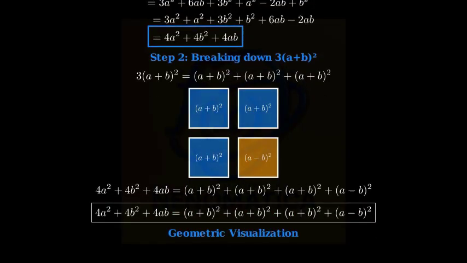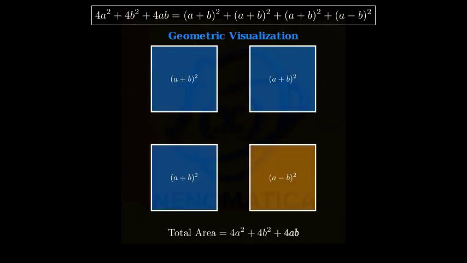Let's visualize what this decomposition means geometrically. Imagine we have 4 squares. 3 of them have sides of length a + b, and 1 has sides of length a − b. The total area of these 4 squares is exactly equal to our original expression 4a² + 4b² + 4ab. This geometric interpretation helps us understand why this algebraic identity works.